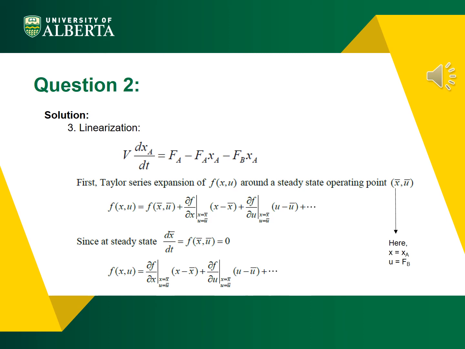So the equation which we are going to linearize is given on the top. And then we use Taylor series expansion around the steady state point x bar comma u bar. Here x is XA, which is the state variable, and the input u is FB. So wherever there is an x in the formula, we put XA, and wherever there is a u, we put FB. And we know that at the steady state point there is no dynamics, so the function value at x bar comma u bar is 0. So the simplified linearized model will be the one which is given at the bottom.